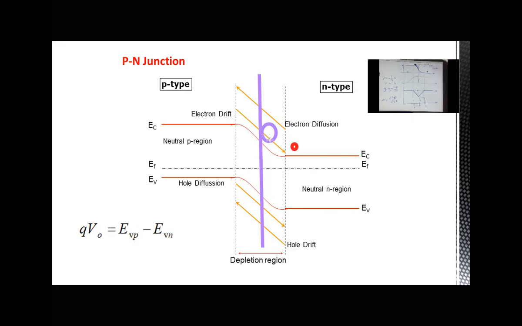Now, what about this atom? This atom now loses one electron, so it turns into what's called a positive ion. It's positive because in this atom the number of protons is now greater than the number of electrons. We lose one electron, so it's positive.